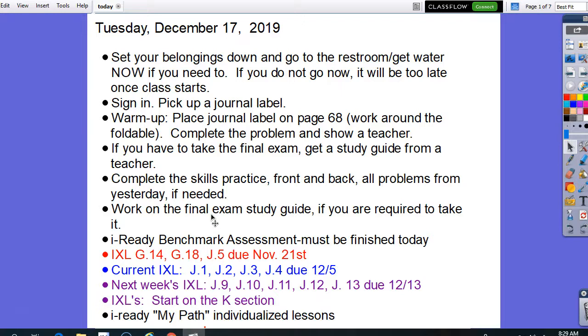Questions about today and what it is you need to be doing? Okay, so work on your explanation and show a teacher, and then you can move on to your next step.